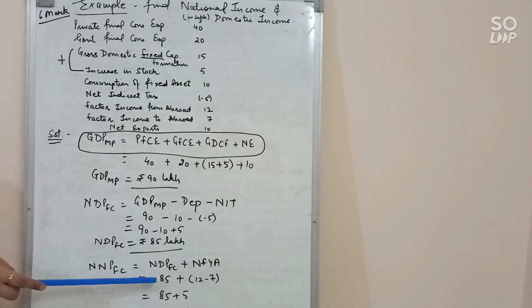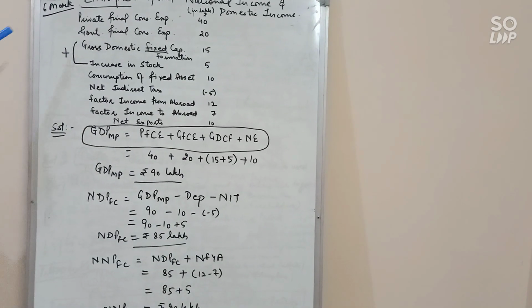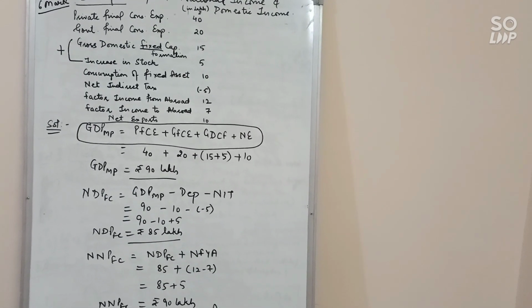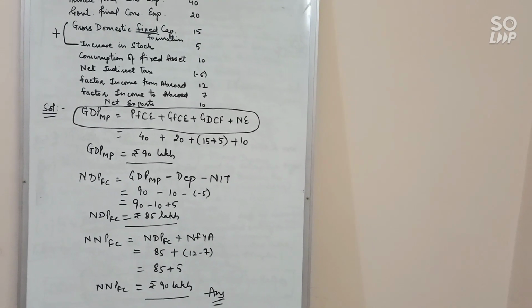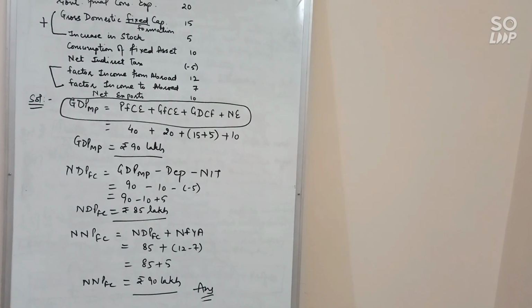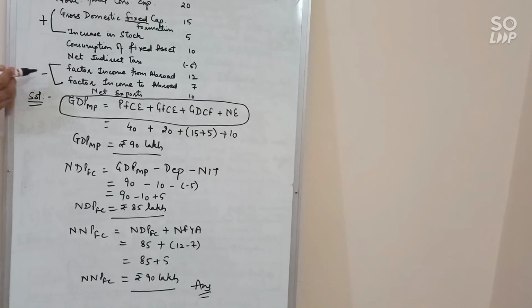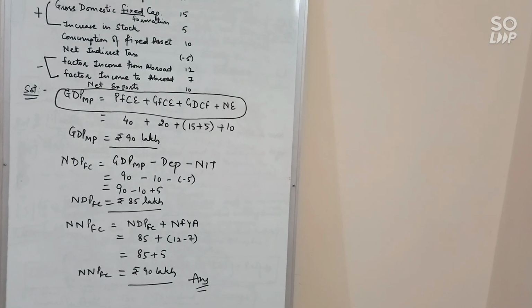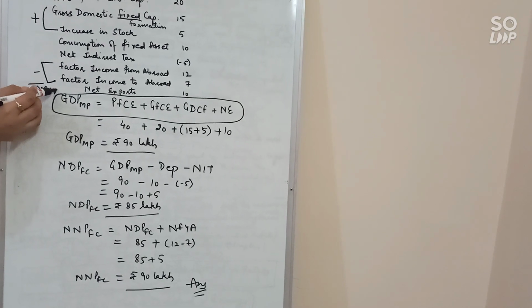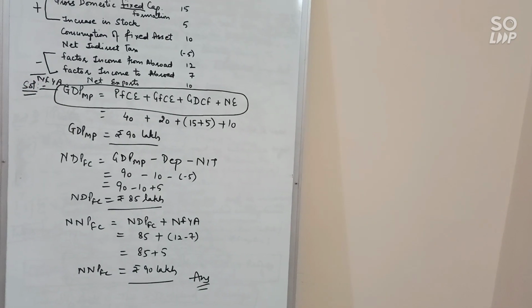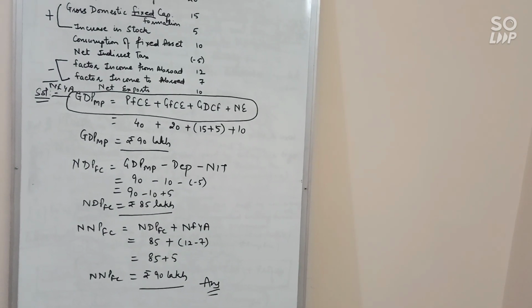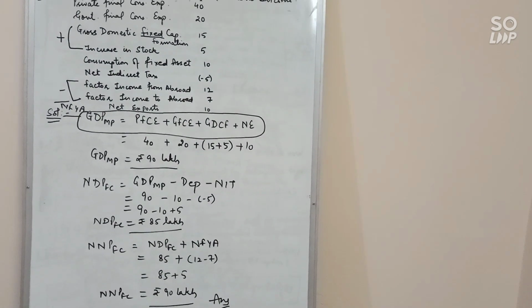So 85 we have calculated plus net factor income from abroad. Now check the question. Net factor income from abroad is not given directly, but we have two pieces of information to calculate net factor income from abroad. That is factor income from abroad minus factor income to abroad. If you deduct factor income to abroad from factor income from abroad, we have NFIA, net factor income from abroad. So you can put 12 minus 7, that is 5. So 85 plus 5 is equal to 90 lakhs. So national income is 90 lakhs.